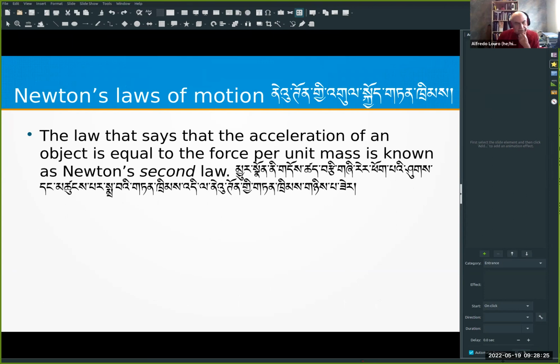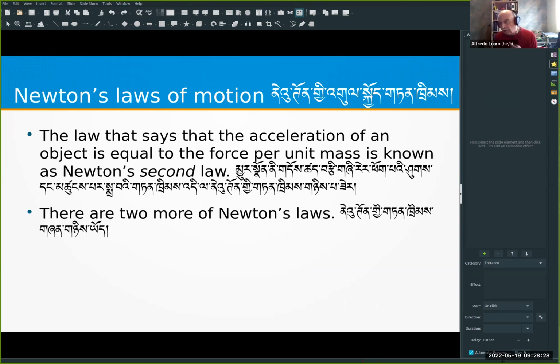So there are two more of Newton's laws. And yeah, go ahead.